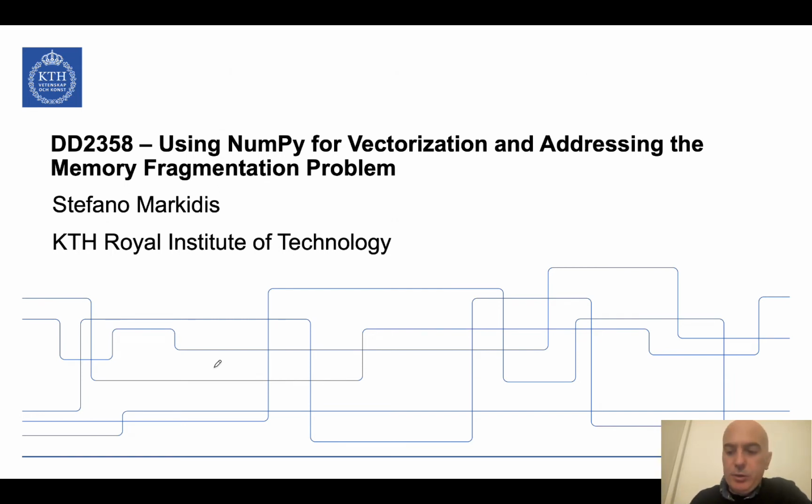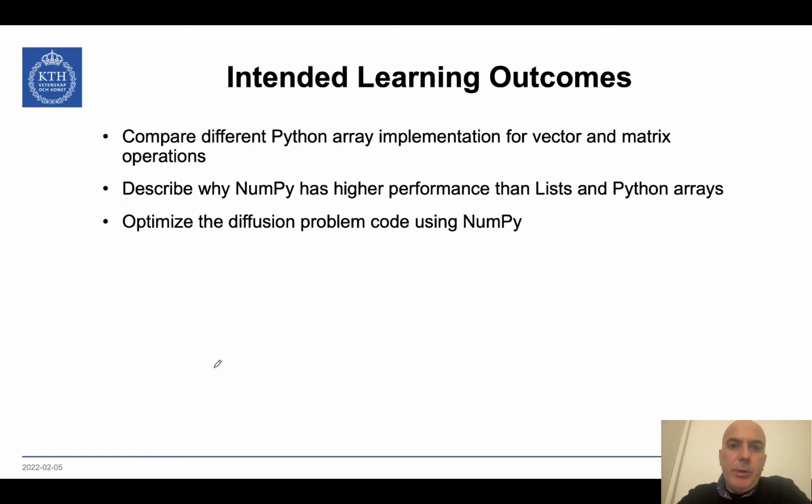for vectorization. By the end of this lecture, we will be able to compare different Python array implementations, such as Python lists, arrays, and NumPy arrays for vector and matrix operations that are the bread and butter of high-performance computing. We will also be able to describe why NumPy has a higher performance than lists and Python arrays, and we will be able to optimize the performance of the diffusion problem code using NumPy.